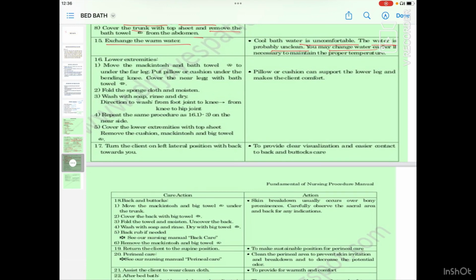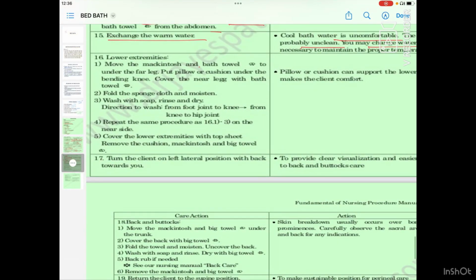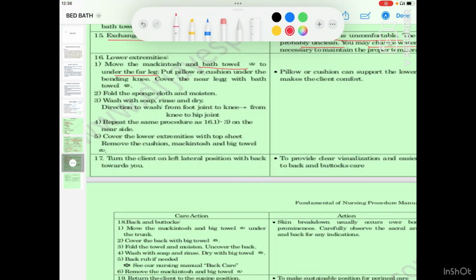Lower extremity: move the Macintosh and towel under the foreleg and put a pillow and cushion under the bending knee. The knee should be bent, and keep the pillow near the leg with the bath towel. Fold the sponge cloth, moisten, wash with the soap, rinse and dry. The direction is from the foot to the joint, knee, and from the knee to the hip.